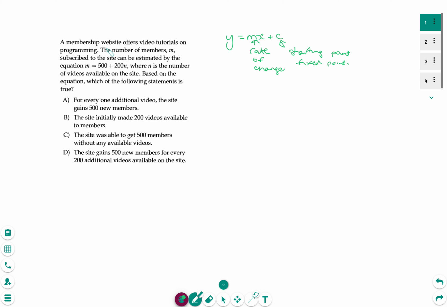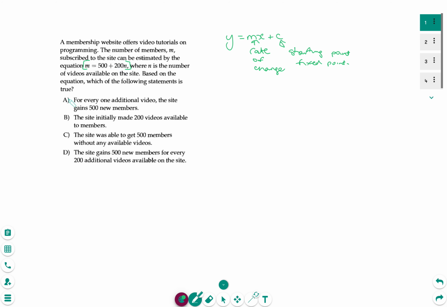So let's read. A membership website offers video tutorials on programming. The number of members m subscribed to the site can be estimated by the equation m is equal to 500 plus 200n, where n is the number of videos available on the site. Based on this equation, which of the following statements is true? So let's look at this linear model and interpret what we got going on. We know that the 500, since it's not the coefficient of n in this case, is the y-intercept. And 200 is going to be the gradient or the rate of change.